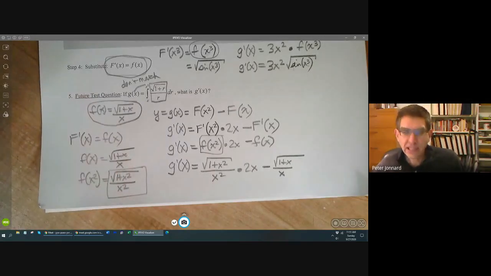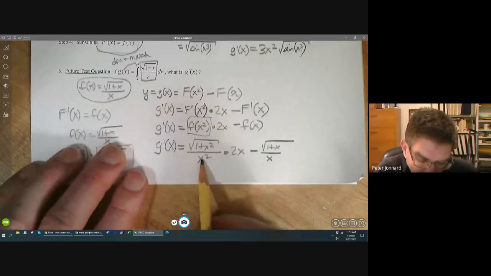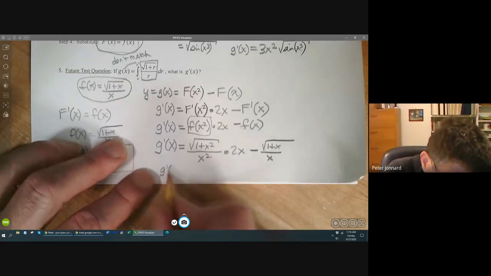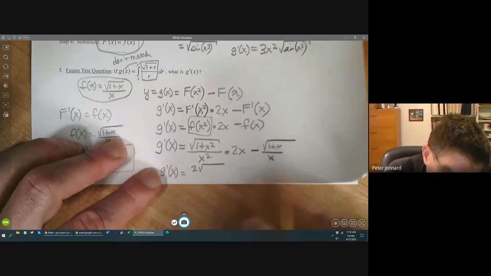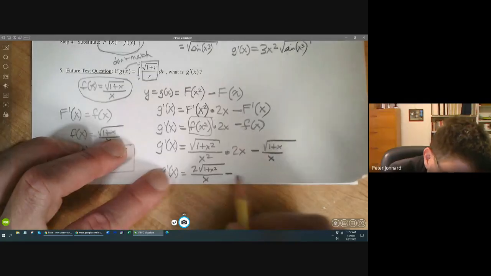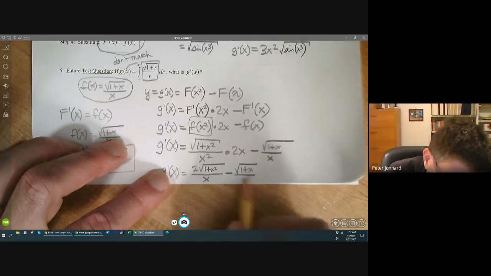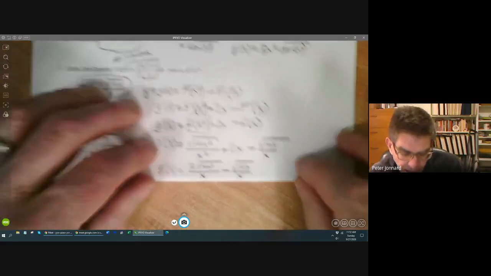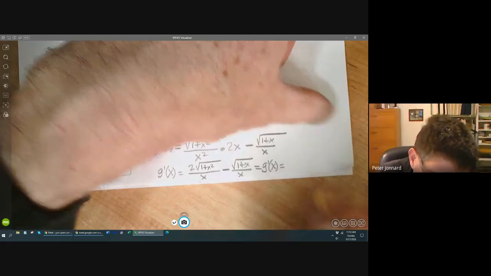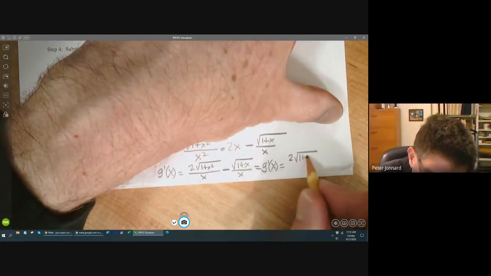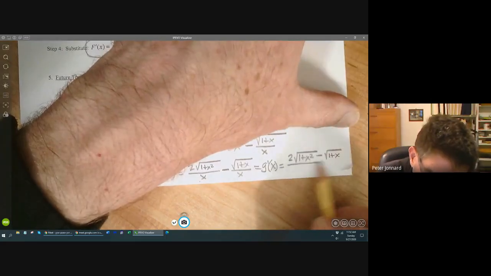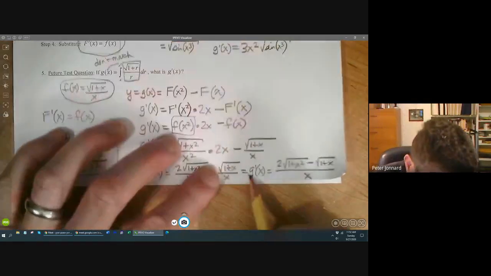All righty. And then last step, you guys, we have an x squared in the denominator and an x here. One of those would cancel. I'm going to put the 2 in front. And so I have g prime of x is equal to 2 times the square root of 1 plus x squared over x minus the square root of 1 plus x all over x. All right, and I could go on. The denominators are both the same, so I could say g prime of x is equal to 2 times the square root of 1 plus x squared minus the square root of 1 plus x all over x, like so. And there's my answer. Okay, there it is.